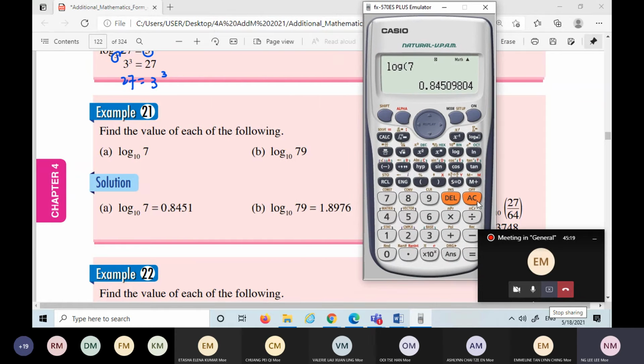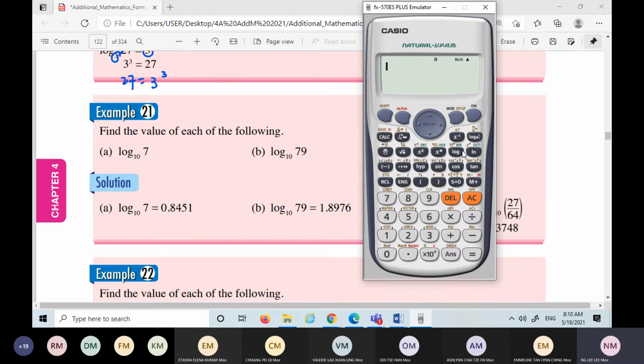Log 79. This is the answer. They give even 4 decimal places. This is 5 significant figures already, but at least 4 significant figures. Then one more.